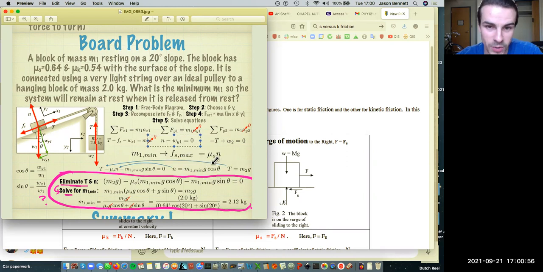And we can make it into one equation if we take this one and follow the arrow and plug it in there. So instead of t, we write m2g. That's what you see right here. And then for n, we plug in this thing right there for n. So that's what it means.